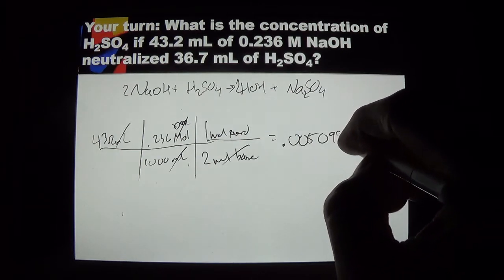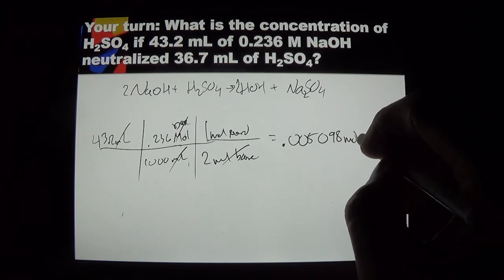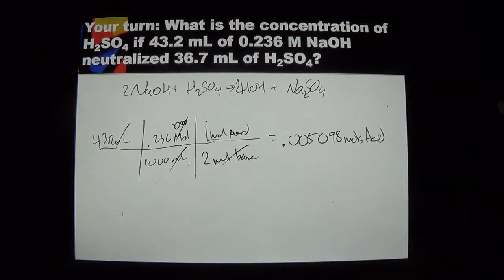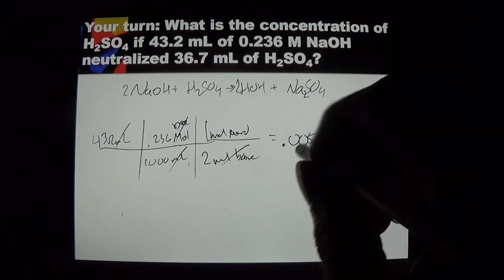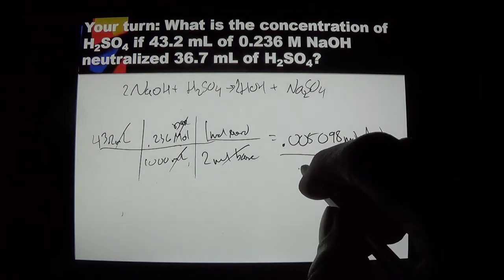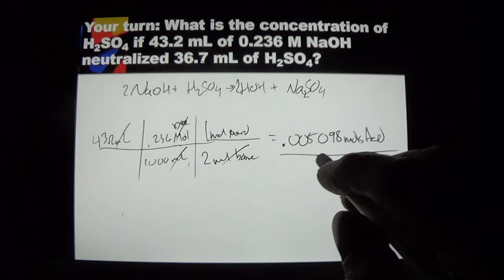And I get that I have 0.0050. I'm going to leave it as 98 for now. What's my label? Moles of acid. Does that answer my question? No, I was looking for concentration. So I'm going to divide that by the liters of solution. How much liters?